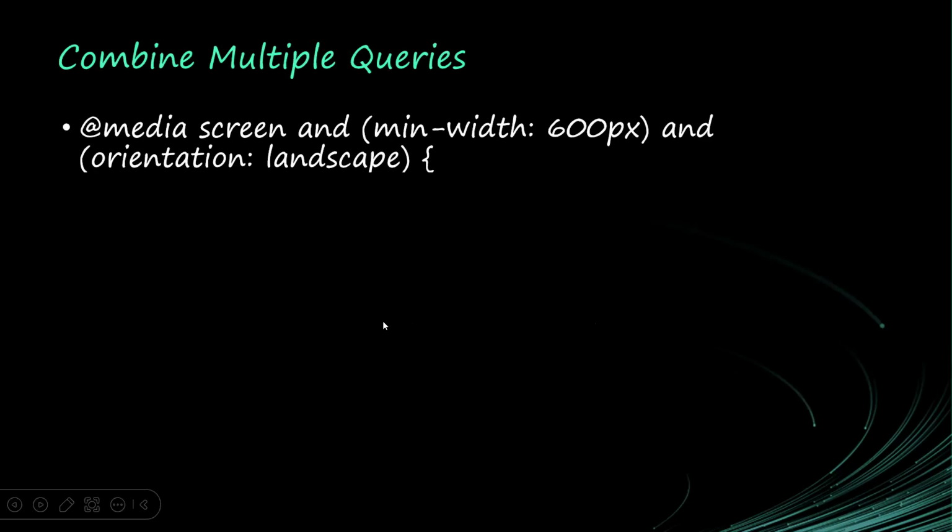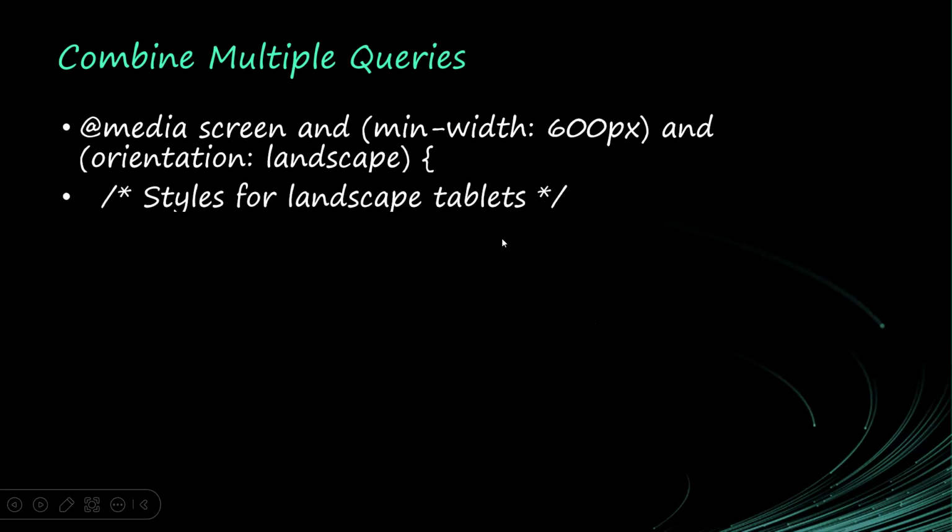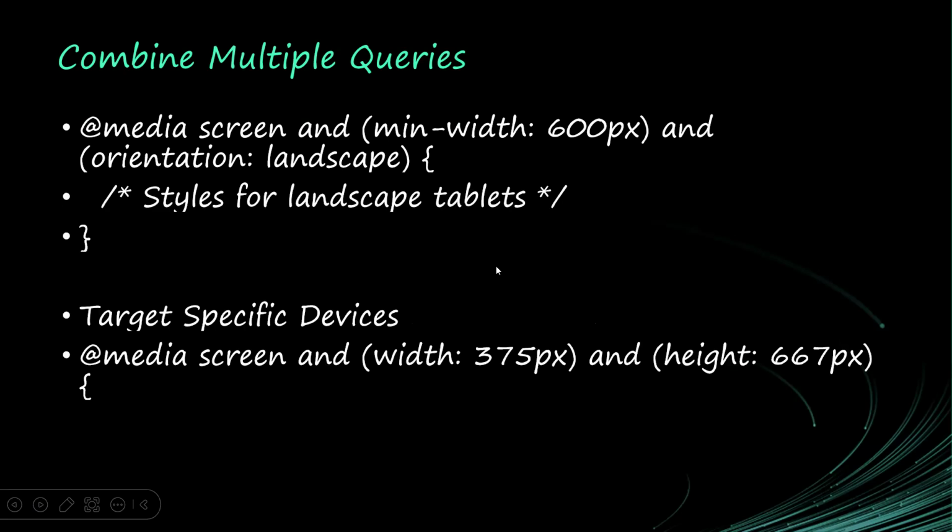All right, you can also combine them. In this media query, we are combining min width and orientation. So you can combine the features. All right. You can also target specific devices, just based on devices. So if you say this one is targeting devices that are 375 pixel wide and the height is 667.